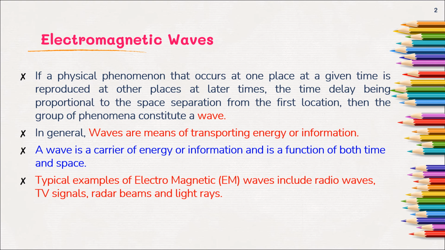Waves are means of transporting energy or information. A wave carries energy from one place to another and it is a function of both time and space. Typical examples of electromagnetic waves include radio waves, TV signals, radar beams, and light rays.